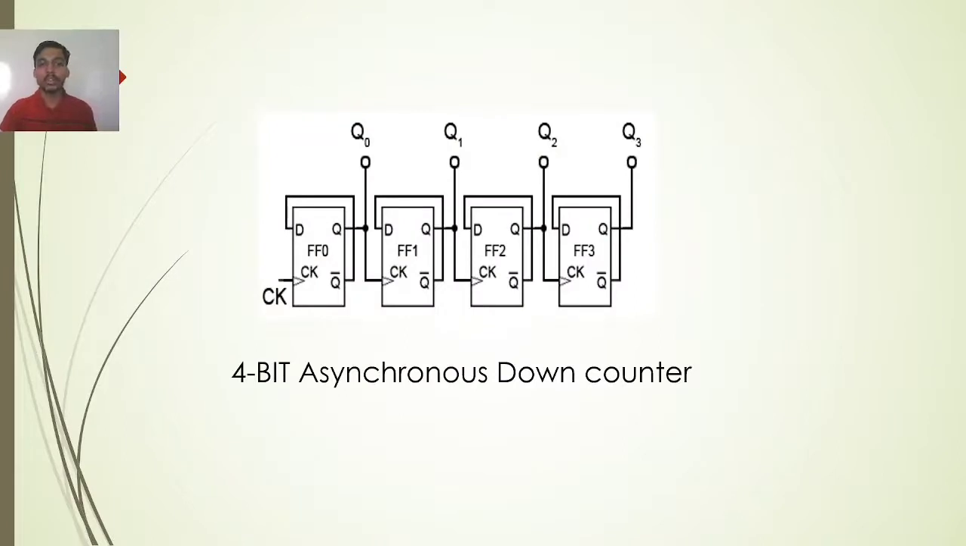The 4-bit asynchronous down counter. Here we have used the D flip-flop. Q0, Q1, Q2 and Q3 are the four outputs and the data input is connected to the previous state output. And the present output is connected to the clock of the next flip-flop.